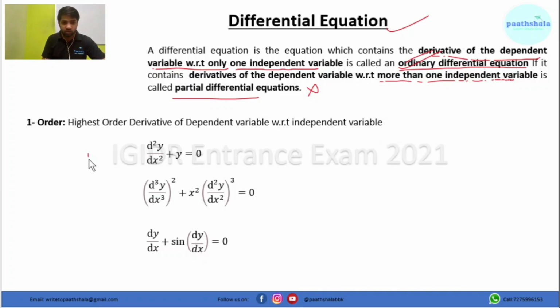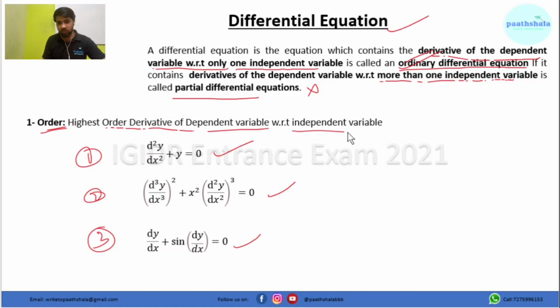Okay, so I have taken three examples. These are the three differential equations. Here you can see that we have only taken a dependent variable y and an independent variable x. Now there are two important terms which we need to understand here. What is the order of the differential equation? The order of a differential equation is basically the highest order derivative of the dependent variable with respect to the independent variable.